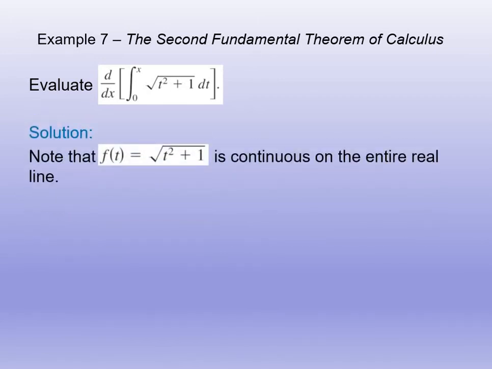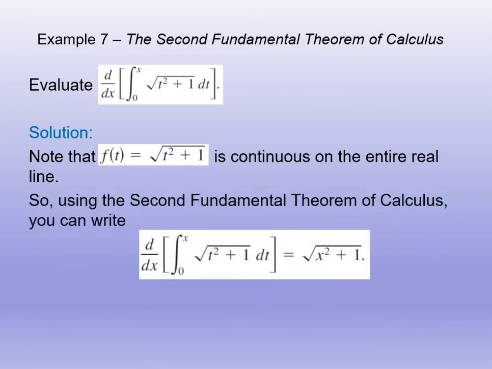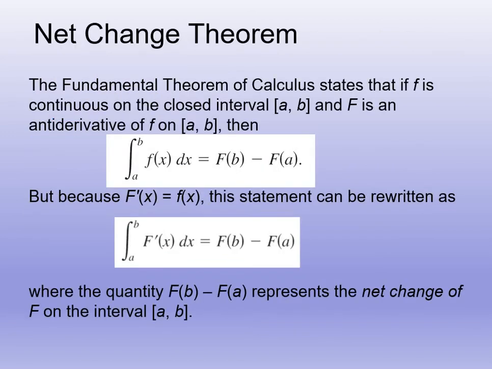We know that the square root of t squared plus 1 is continuous on the entire real number line. So we can say the derivative with respect to x of the integral from 0 to x of the square root of t squared plus 1 dt yields just the square root of x squared plus 1. So it's simple substitution as we're going through using the second fundamental theorem of calculus.